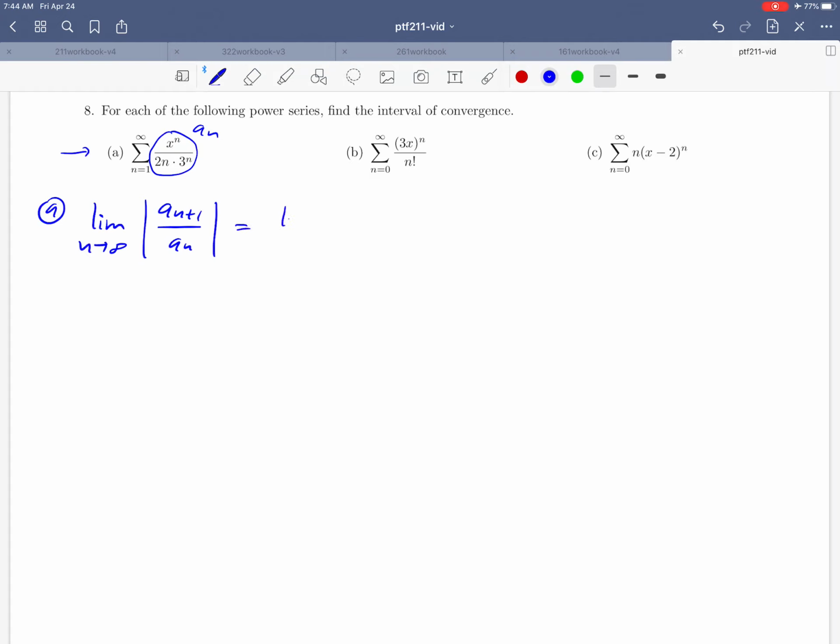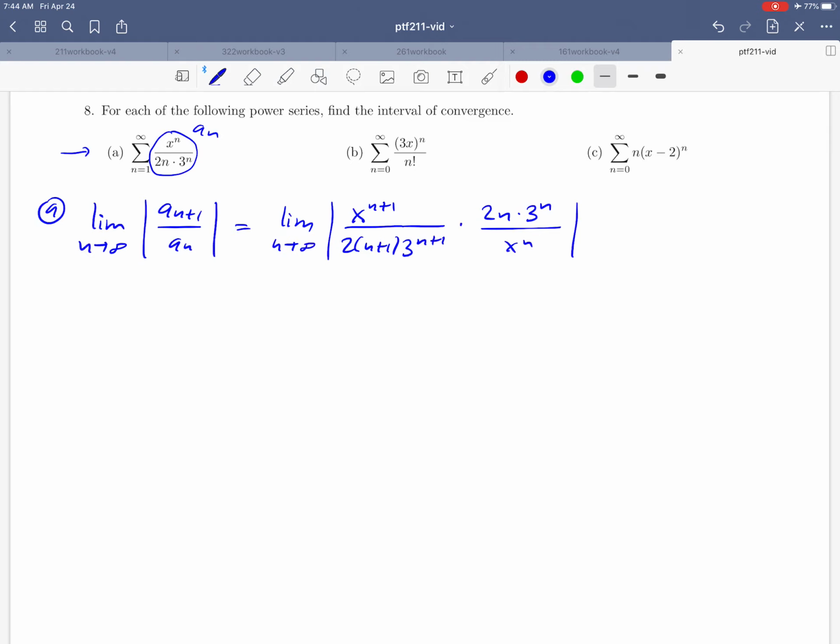Okay, so to get started on this calculation, we're going to write down a_(n+1), which just means taking our formula for a_n and substituting n plus 1 in everywhere that we see an n. Okay, so there's a_(n+1). And then we're going to divide by a_n, which is equivalent to multiplying by its reciprocal. So we'll take the a_n and flip it over. That's going to give us 2 to the n times 3 to the n over x to the n. Okay, so there's our first step.